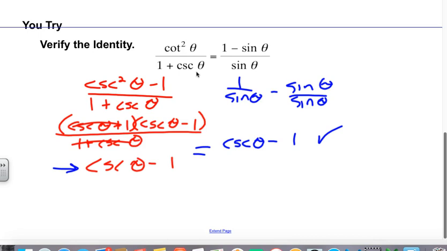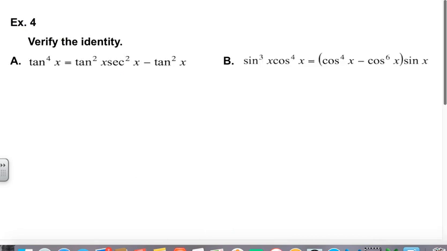Okay, so sometimes you've got to work with one side to simplify it down, and then work with the other side if both sides are kind of complicated. So it's not always just do everything to one side and make it look like the other one. You just got to start with the most complicated side, and if they're both kind of complicated, you got to simplify both of them sometimes in order to verify your identity. All right, so let's do a couple more, and we'll be done.